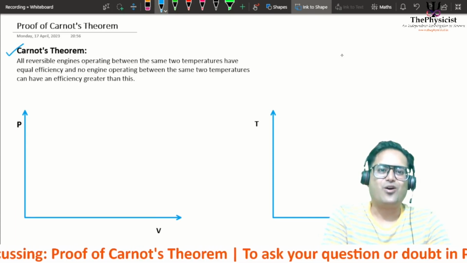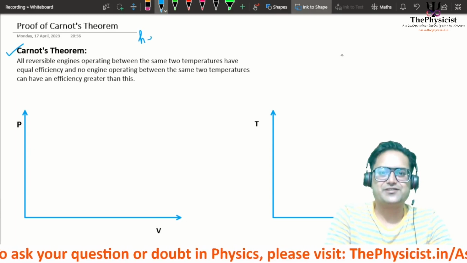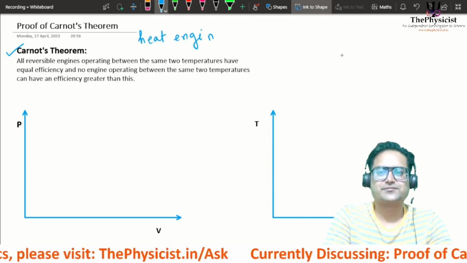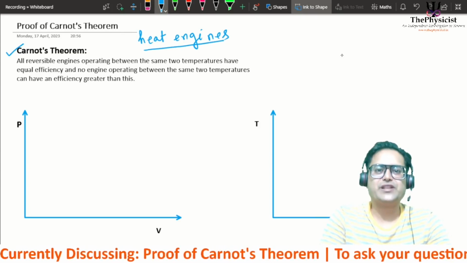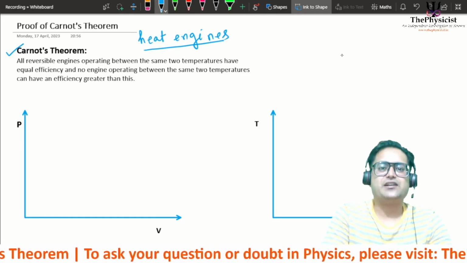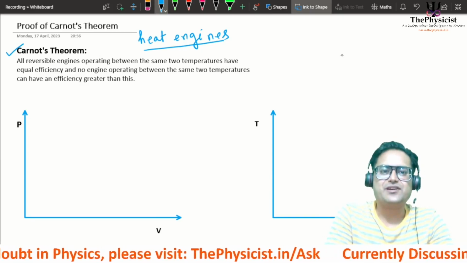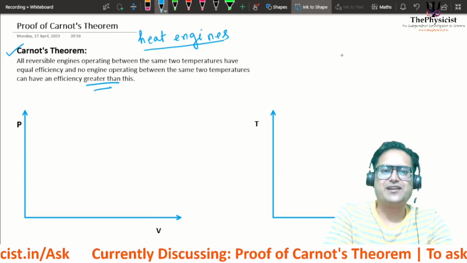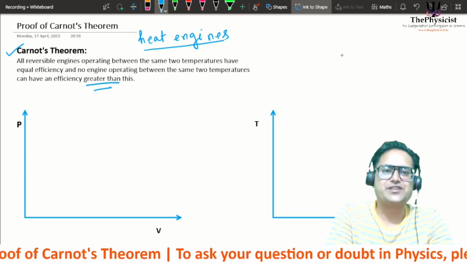It says all reversible engines, basically you consider all of them to be heat engines. We are considering only heat engines here. So all reversible heat engines operating between the same two temperatures have equal efficiency, and no engine operating between the same two temperatures can have an efficiency greater than this. So first part: all reversible engines operating between the same two temperatures have equal efficiency.